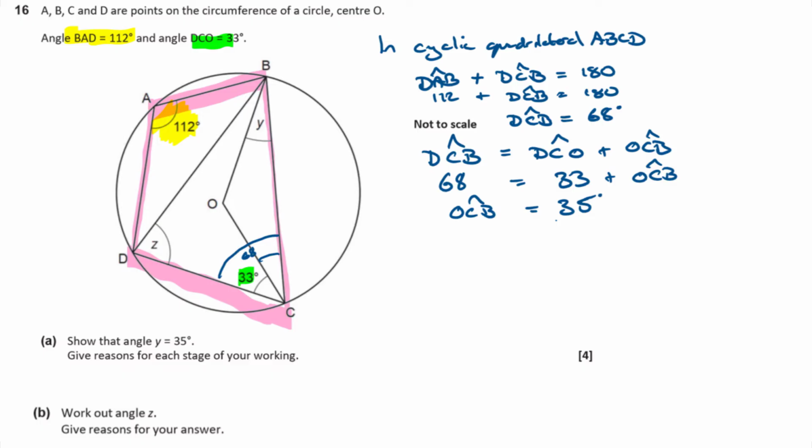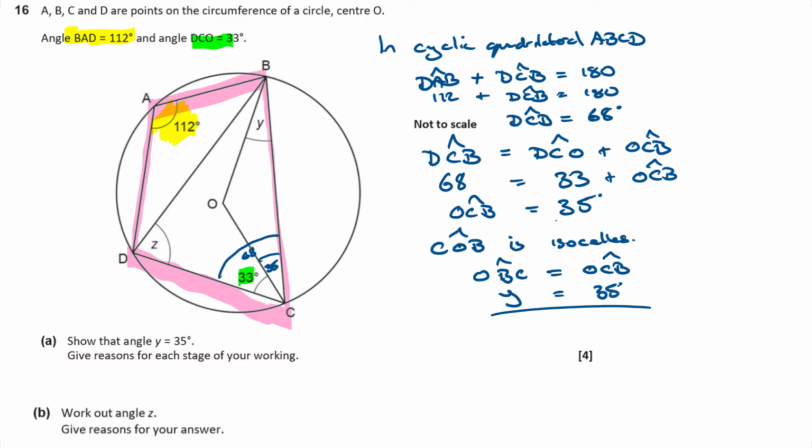Okay, so I know that then this is 35 here, but COB is an isosceles triangle, isn't it? I can say that COB is isosceles. Okay, so therefore the other angle OBC is going to be equal to OCB, but the other angle is Y, and OCB I know is 35, so that's 35, so Y is 35. Okay.